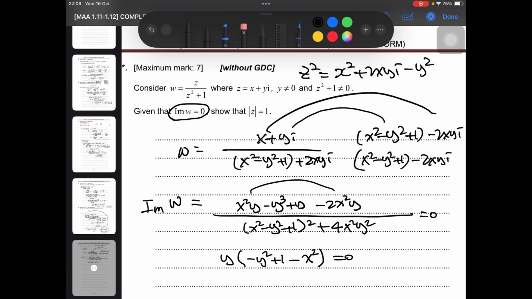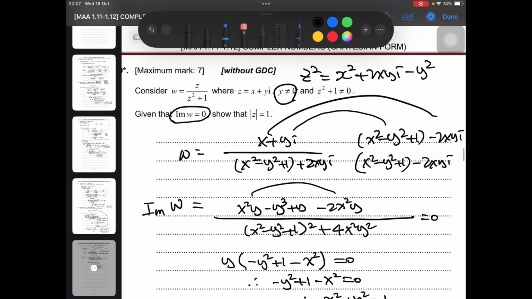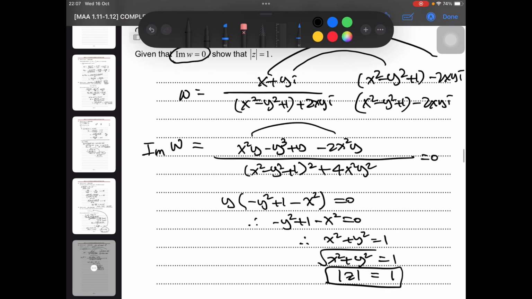When the fractional expression is 0, it means the numerator is 0, not the denominator. So this is 0. But it says y is not 0, therefore negative y squared plus 1 minus x squared should be 0. So x squared plus y squared equals 1. This is the magnitude of z. So we proved it.